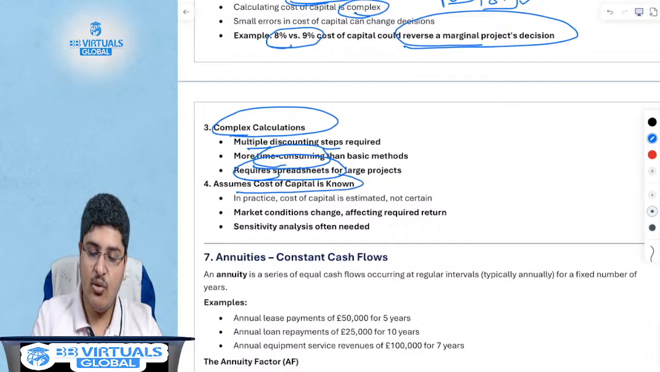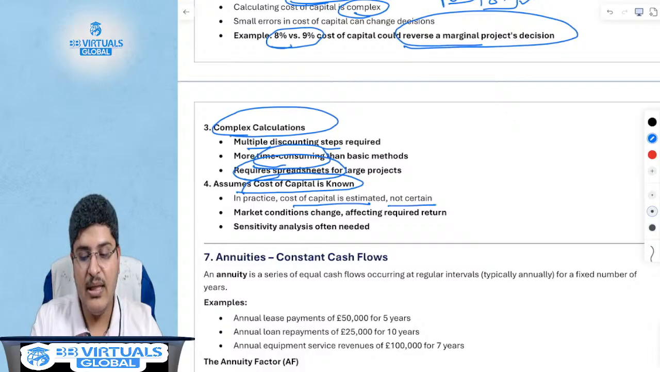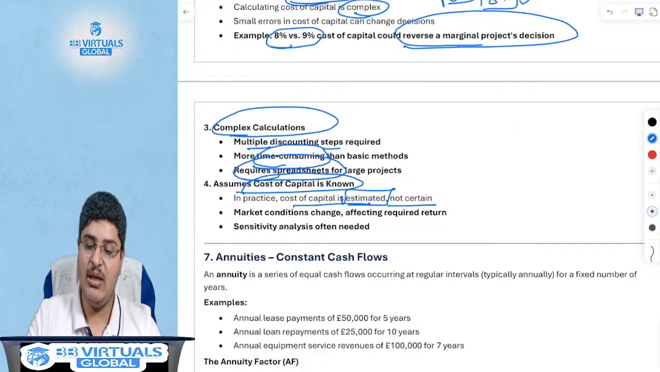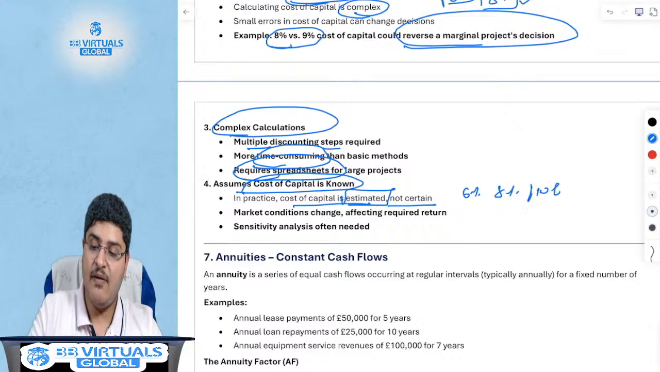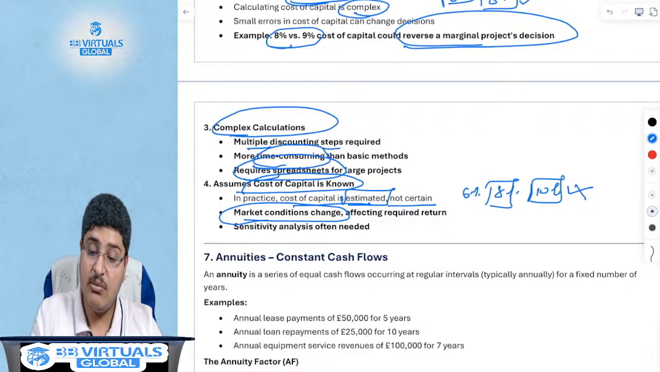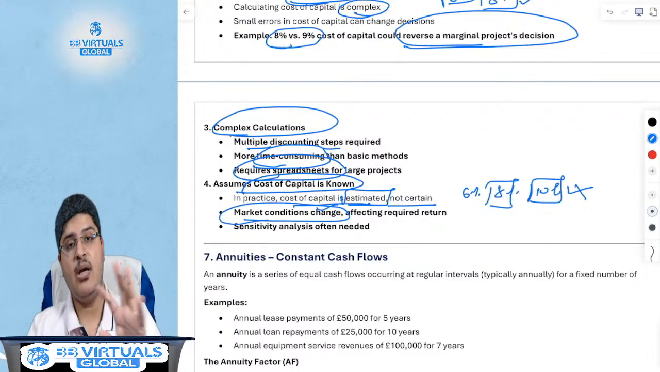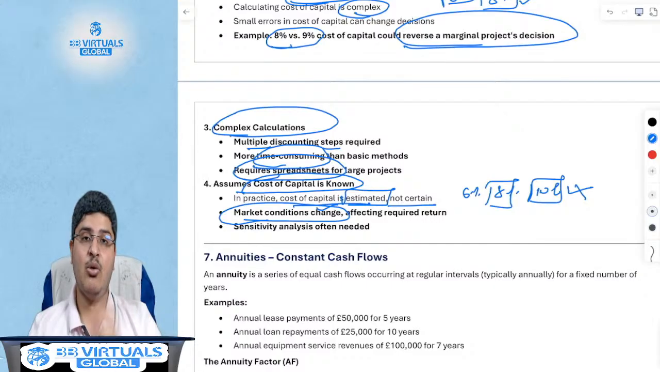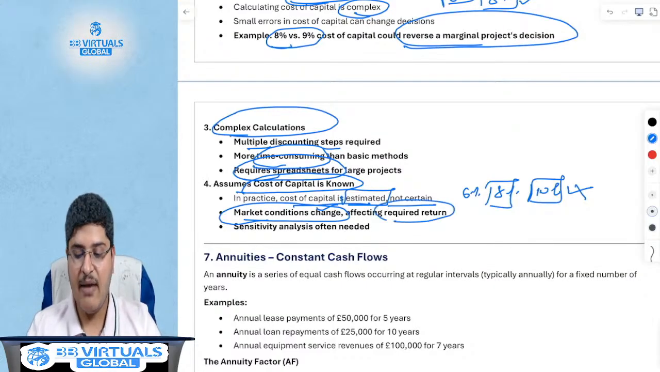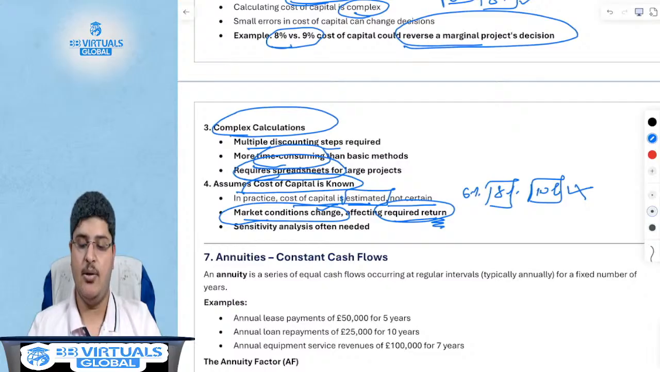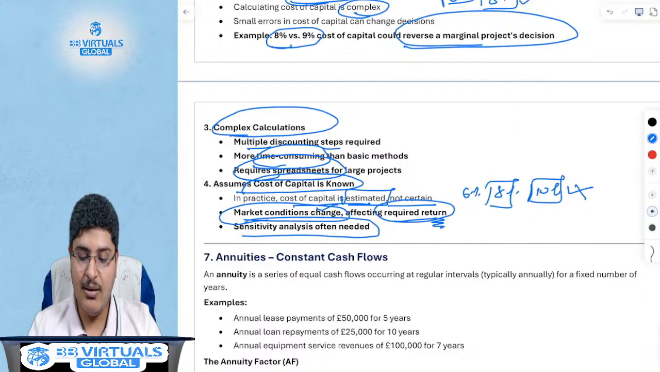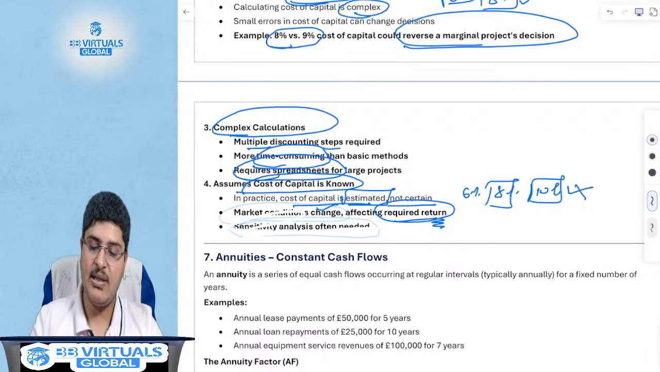And this assumes that the cost of capital is known, but in practice, cost of capital is just estimated. In your examination, they'll give you the cost of capital as 6% or 8% or 10%. But in real life, this 10% or 8% is just an estimation. It is not certain and it depends on particular assumptions, but market conditions change. Today, the RBI may have a particular repo rate, but tomorrow they may reduce the repo rate, which may have an impact on your required return. And hence, to tackle this problem, this may always require some sensitivity analysis.